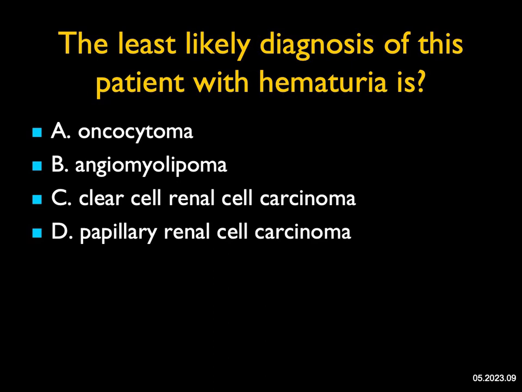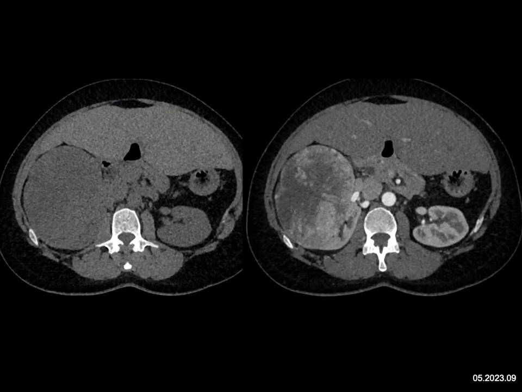The least likely diagnosis of this patient with hematuria is, well, you see a large renal mass. Could be a clear cell, could be a papillary, could even be an oncocytoma, though that would be the least likely of those three because oncocytomas are typically more homogeneous. What this is not is an angiomyolipoma.